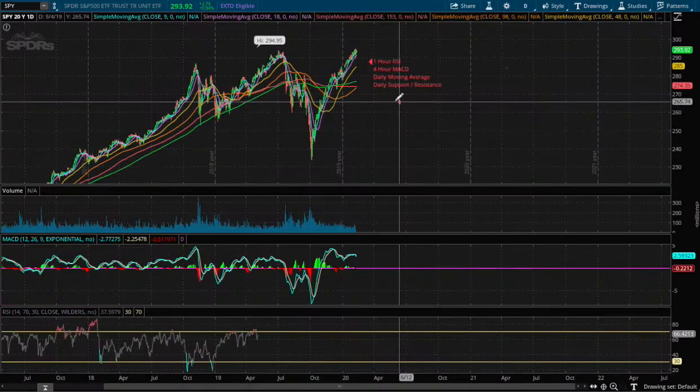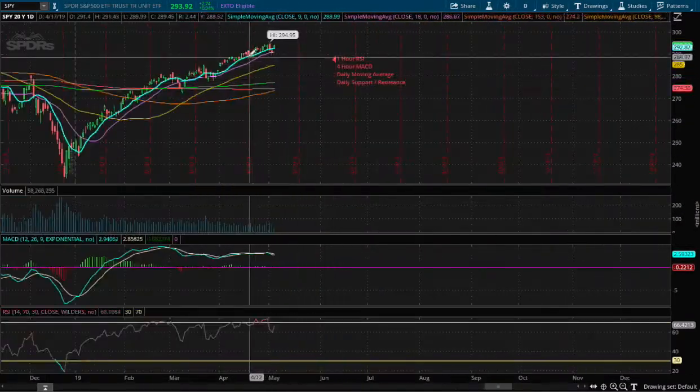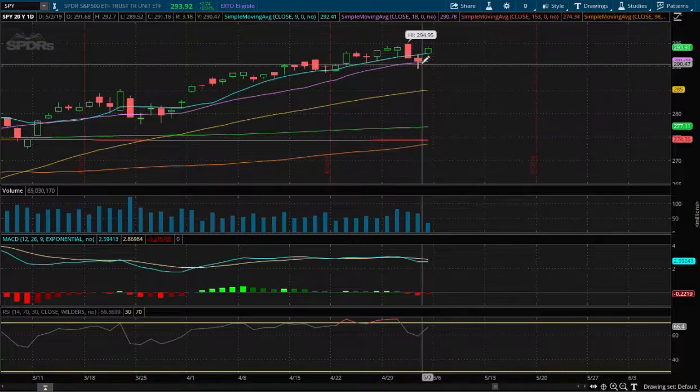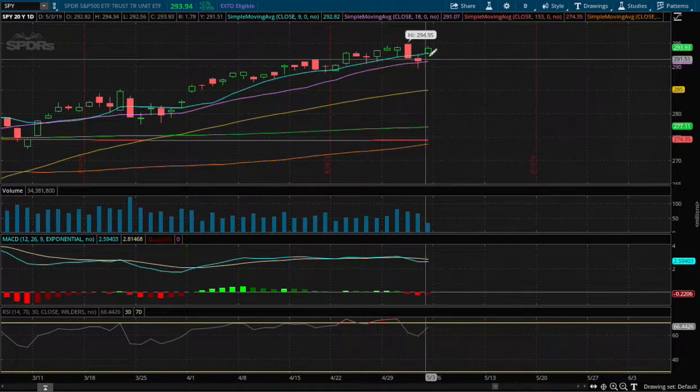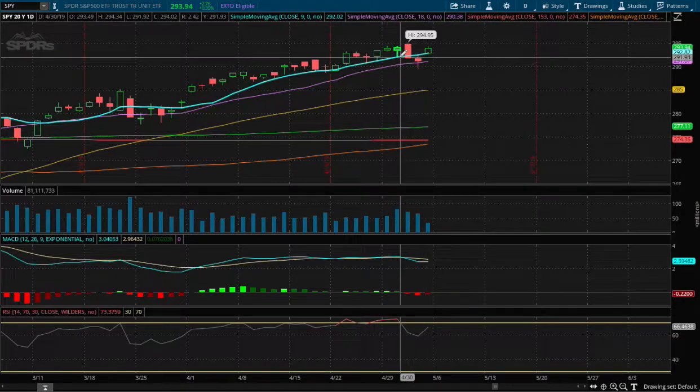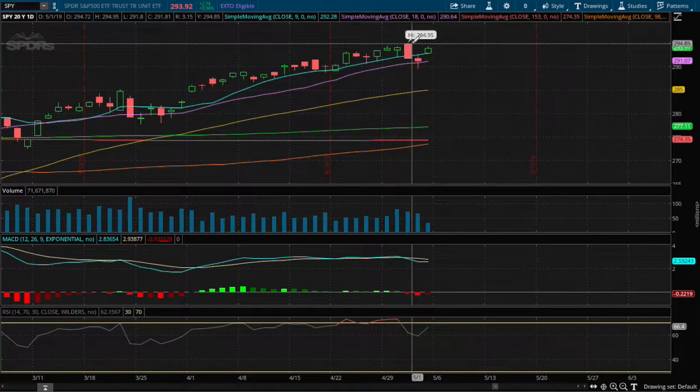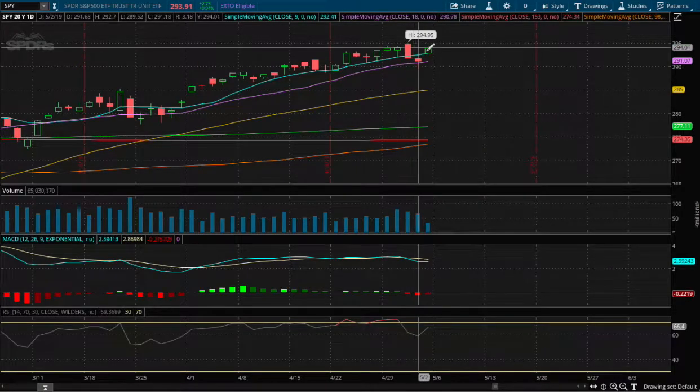On the daily chart, it's a very good case for the bulls. Why? As you can see, it found support on the 18-day moving average. It closed above it, and we proceed to break out and above the 9-day moving average. So we may touch the all-time highs again.